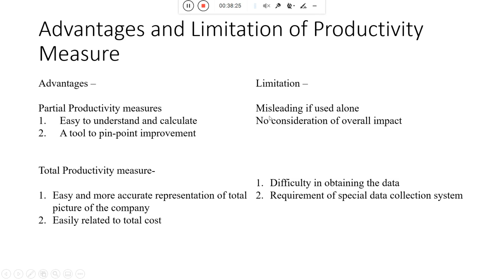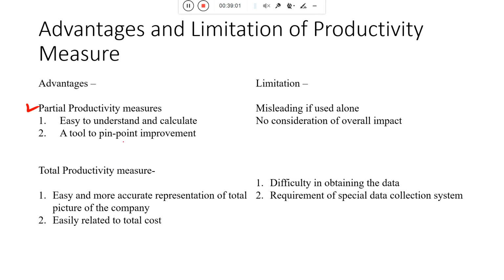So what is the advantage of partial productivity? It is easy to understand and calculate. Yes, it is very easy. If I say calculate the labor productivity, what will you do? You calculate the ratio of the output and the labor input. Only the labor input you need to consider, individually. So yes, it is easy to calculate and easy to understand.